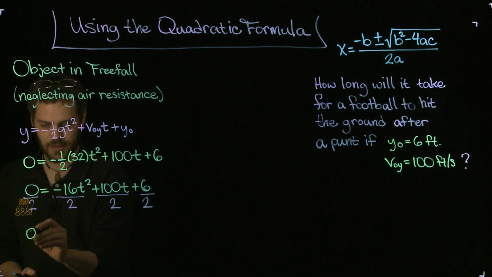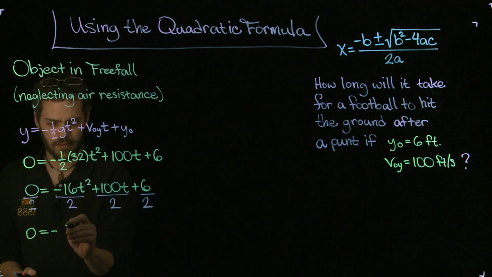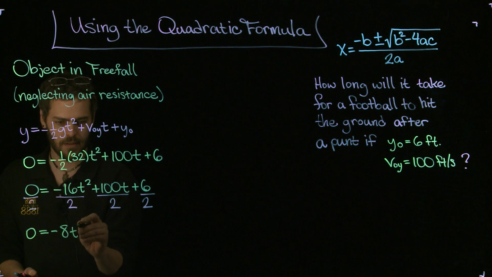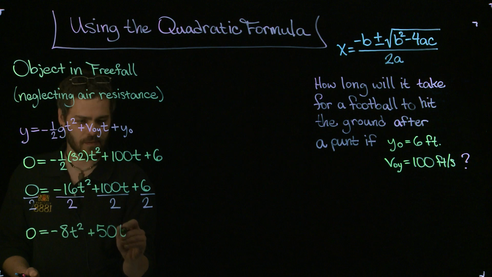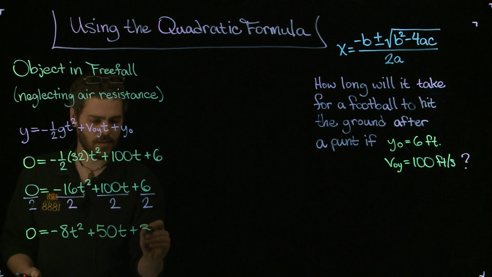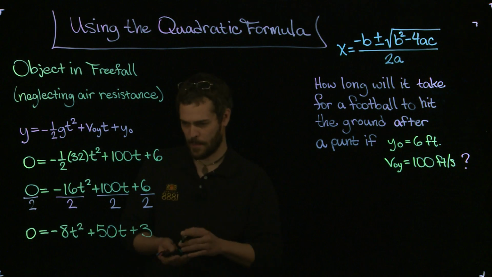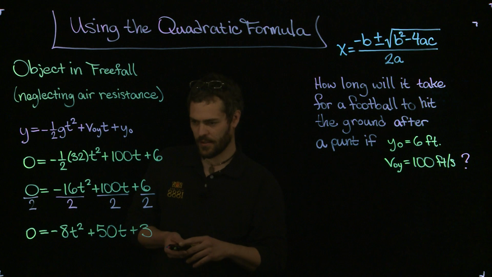0 divided by 2 is 0, equals -8t squared plus 50t plus 3 over here. Okay. That looks like all I can reduce.